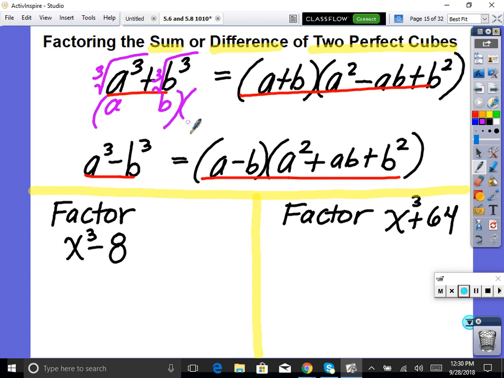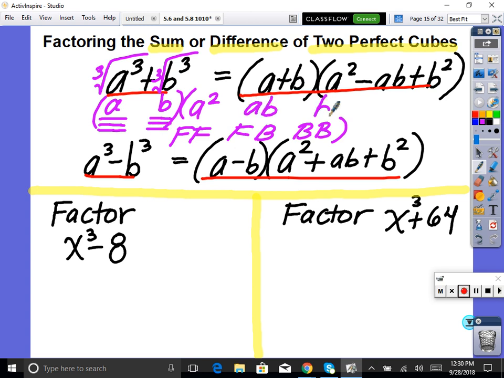You take the front times the front, then the front times the back, then the back times the back. It's a little song we use. So the front times the front, a times a is a squared. Then the front times the back, that's ab. Then the back times the back, that's b squared. And then this sign will always be the same as the original. The next sign over will always be opposite of that. And then this sign will always be positive. Always. The ending term will always be positive.